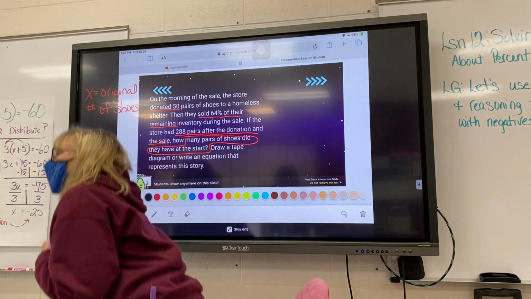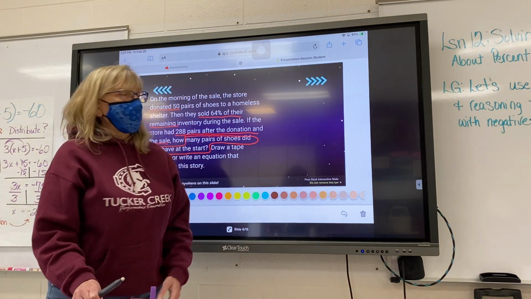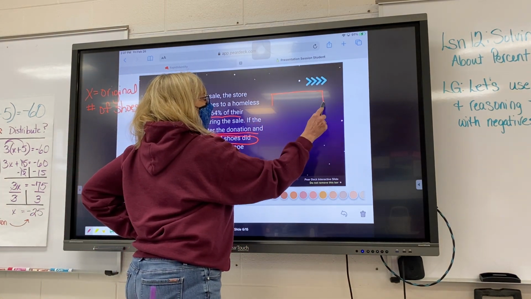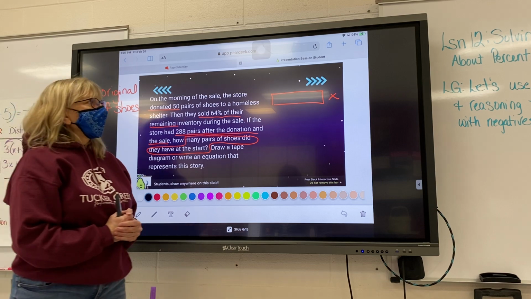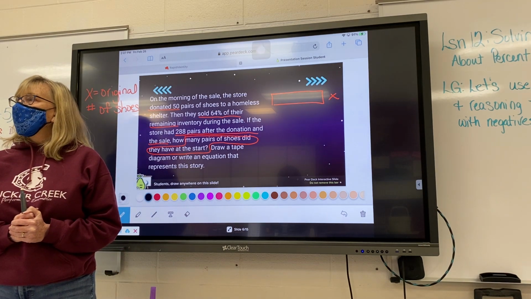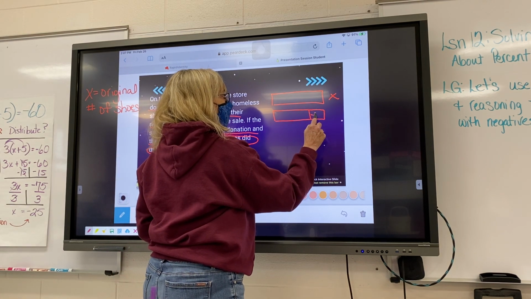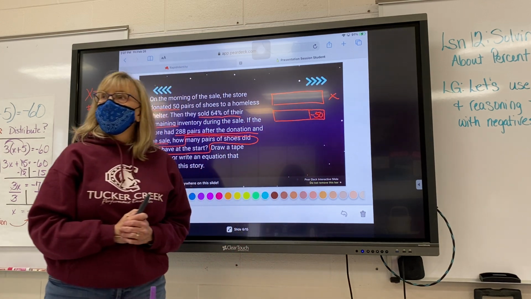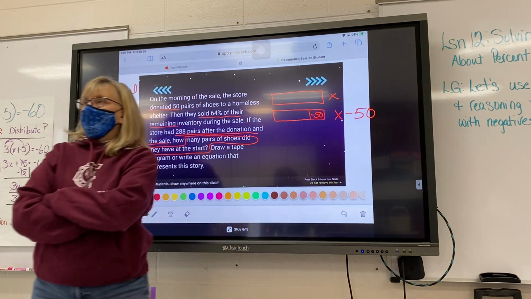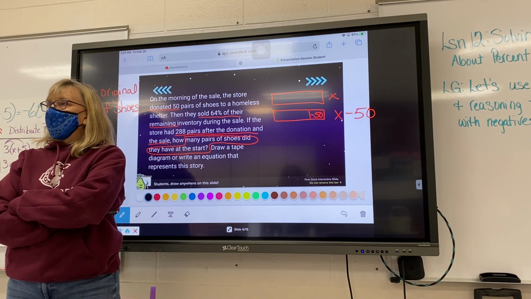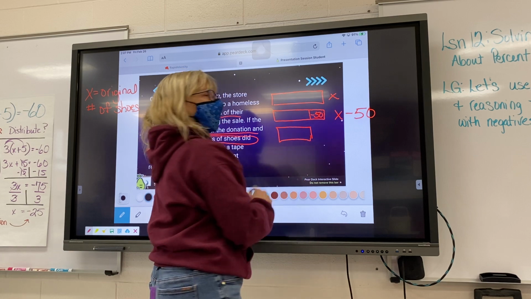All right, I'm going to start with a tape diagram and I'm going to do it a little bit different. I'm going to do it step by step. So I start out with X number of shoes. Then what happens? What happens first? They donated 50 pairs. So I'm going to say this is minus 50. So this tape diagram is going to show X minus 50. Questions on what I've done so far? Okay, now I have this much left.